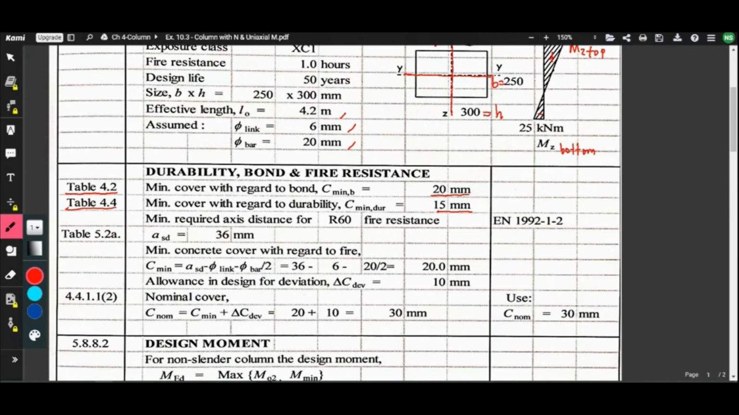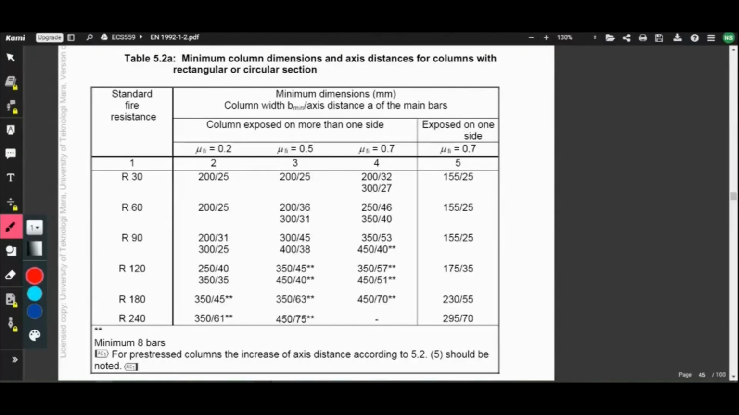And then for fire resistance, we have R60 fire resistance. For column, we need to refer to table 5.2a. This table 5.2a is not provided in the design appendix, but you can find it in the Eurocode, EN 1992-1-2. So this is table 5.2a, minimum column dimensions and axis distances for columns with rectangular or circular section.